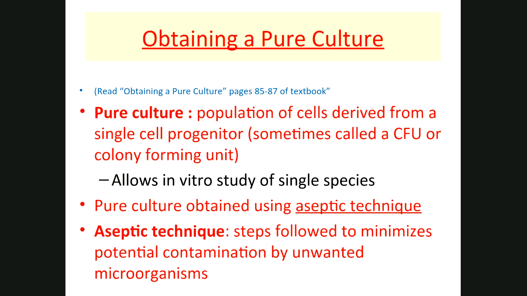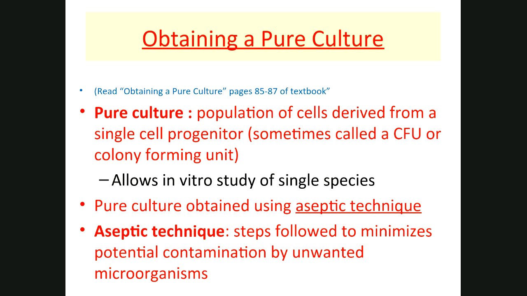So it's a population of cells derived from a single cell progenitor. That single cell progenitor is called a CFU, or colony forming unit. It is not really called a cell, but a colony forming unit, to acknowledge the fact that it could be two cells and not one. Regardless, a pure culture is assumed to contain organisms that belong to the same genus, species, and strain. So they're all identical because they're clones of one or two cells. So that's the first thing.